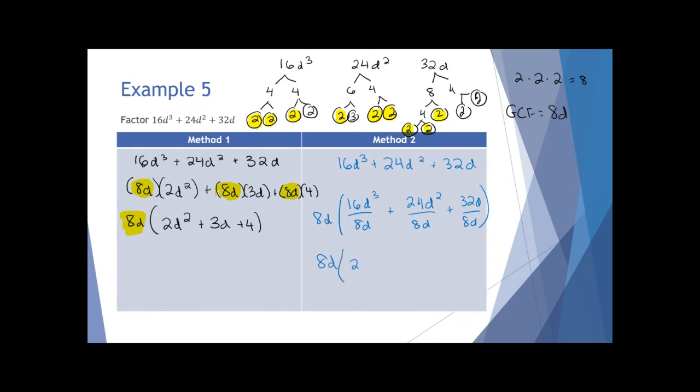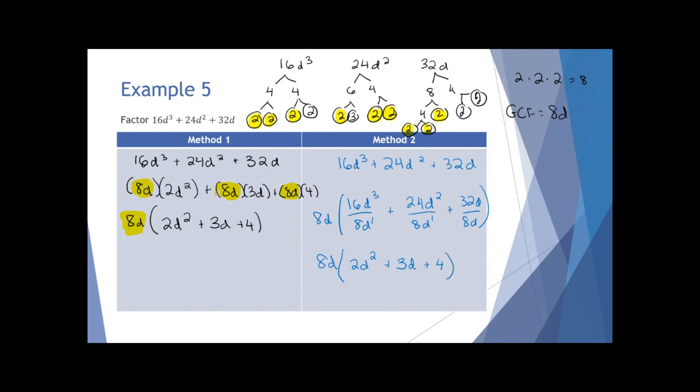16 divided by 8 is 2. I subtract the exponents. 3 minus 1 is 2, so that's a 2d squared. 24 divided by 8 is 3. Subtract exponents. 2 minus 1 is 1, so I have just a 3d. And then 32 divided by 8 is 4, and a d over d cancels. So we get the same exact answer.